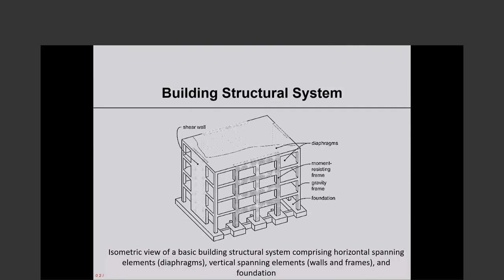This picture is lacking in quality, but anyway, it's an isometric view of a basic building structural system comprising horizontal spanning elements, which are diaphragms, vertical spanning elements, which are walls and frames, and foundation. So the foundation is here. This is gravity. So the lateral force resisting system in one direction consists of this frame, and in the other direction the shear wall. Everything else is gravity framing. You remember, those are structural elements that are considered not to be part of the seismic force resisting system. So the diaphragms are marked, moment resisting frame, gravity frame, foundation, shear wall.